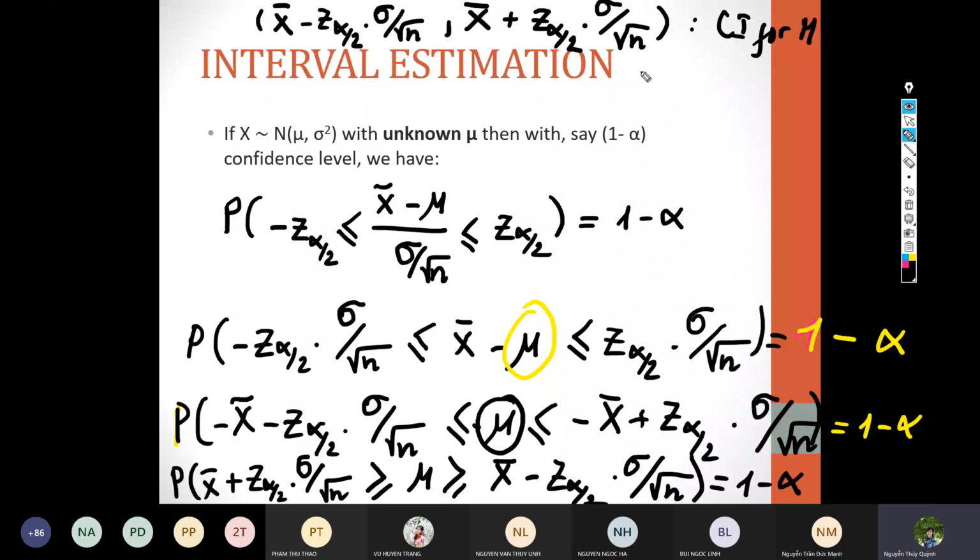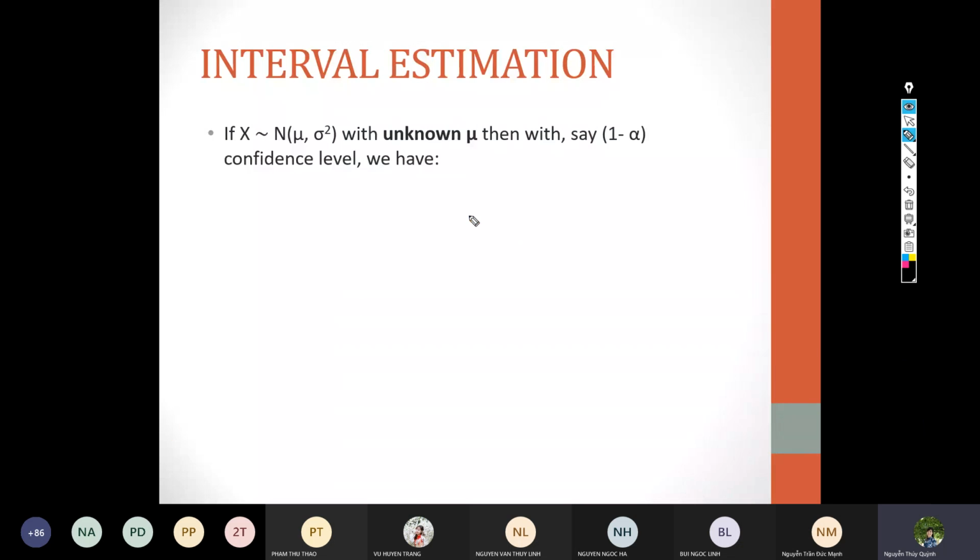But alpha is the level of significance. Okay, that is what you learned from statistics and probability, right? Then we have the formula for the confidence interval of mu.